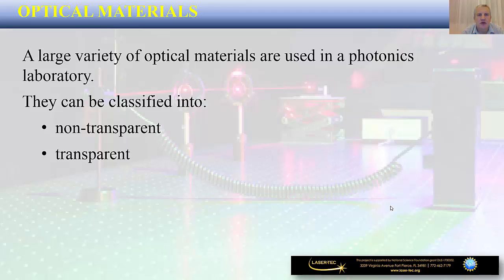So the first concept that we are going to mention is the optical materials that are to be found in an optical lab. We're going to find a large variety of different optical materials or different optical components, and in general we can classify them into so-called non-transparent and so-called transparent types of optical materials. We are going to define each of these throughout this lecture.